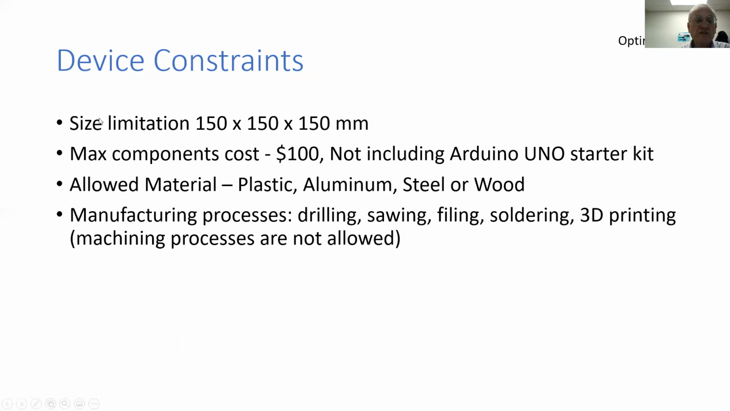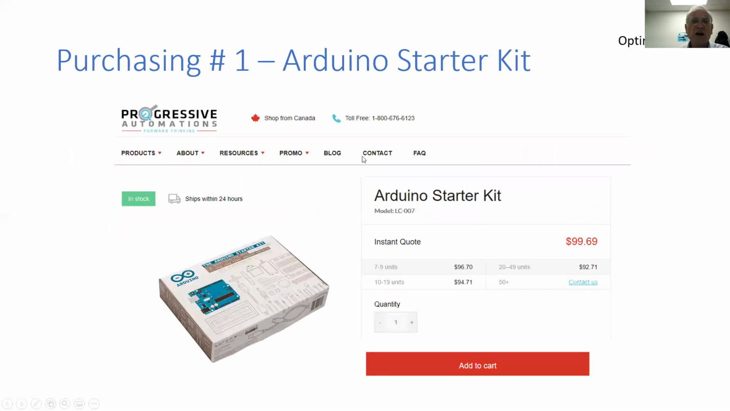The device constraints: it has to be of size no more than 150 millimeter cube. All components must cost $100, no more, not including the Arduino starter kit, which is another $100. The allowed materials are plastic, aluminum, steel, and wood. And the manufacturing processes include drilling, sawing, filing, soldering, 3D printer, but no machining processes are allowed.